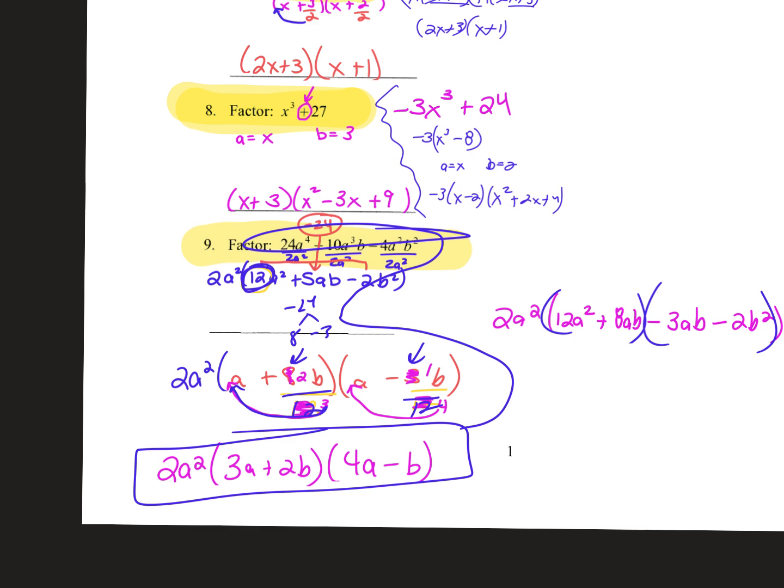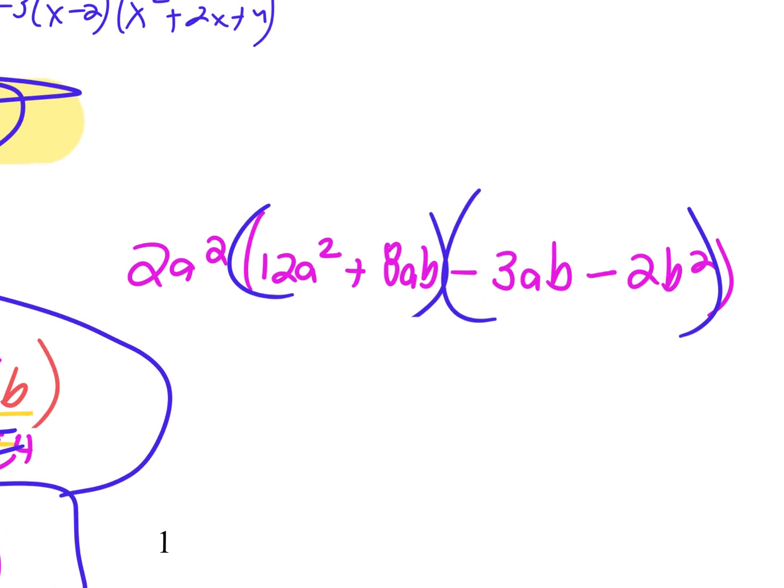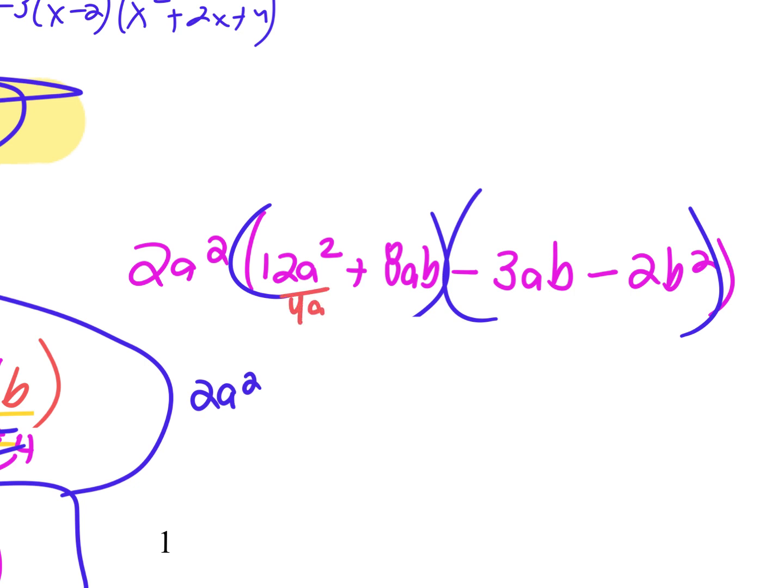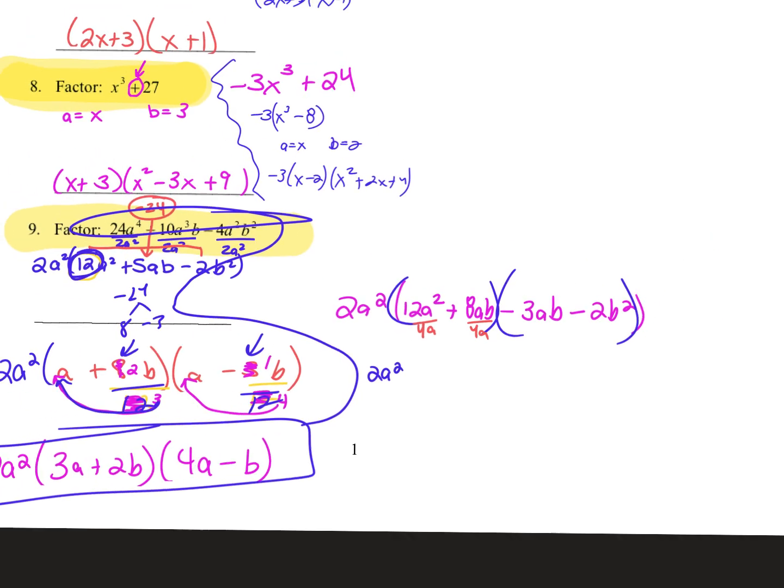Can you do the grouping? Sure. Want to finish this one? Okay. What can I take out of my 2a squared is still here? So what can I take out of both 12a squared and 8ab? I could take out a 4, right? So if I divide out 4a, do you agree it's 4a?